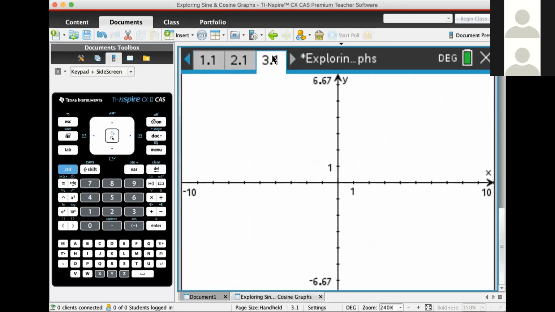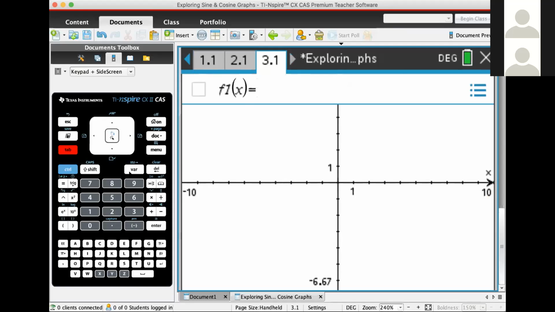So let's just look at the settings. Okay. The first thing that we'd like to see, if you were trying on your calculator, you'd have seen a problem. If you directly went on to enter the function, the problem you'd have seen is that it might have looked like a straight line. Okay.